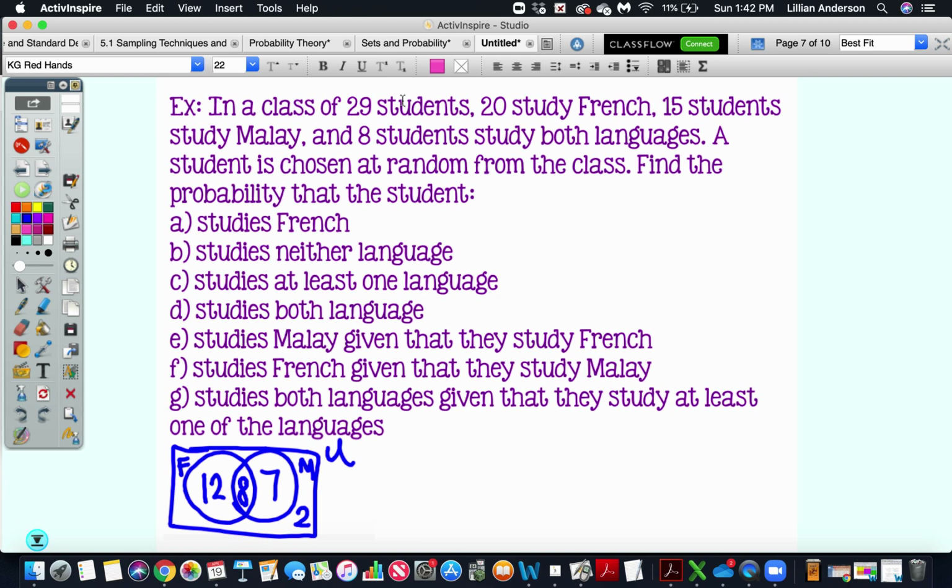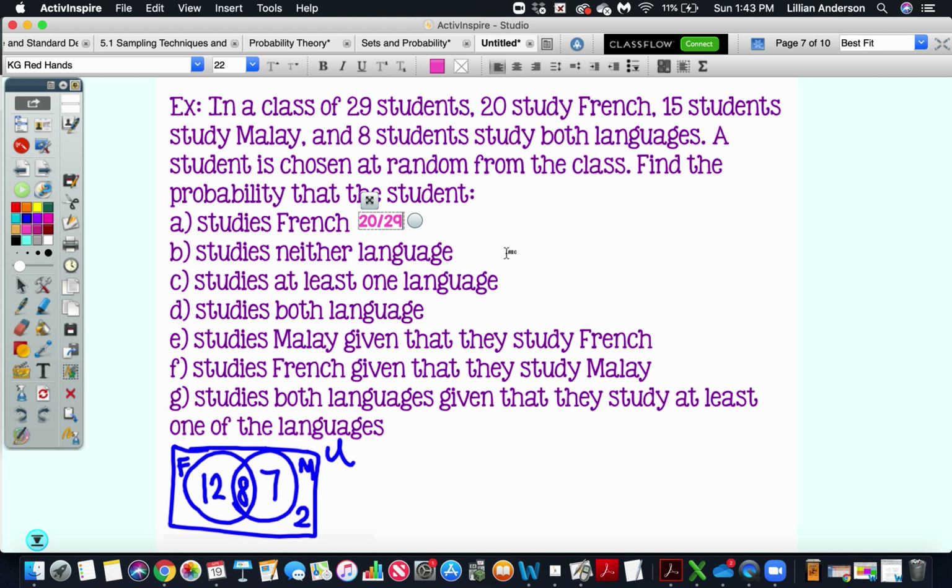So let's find the probability that a student studies French. That's in general. We're looking at the entire universal set. So that's going to be 20 out of 29 because there's 20 students that study French and 29 students in total. Not 12 out of 29 because it didn't say the word only or just. You see what I'm saying? There's a difference.